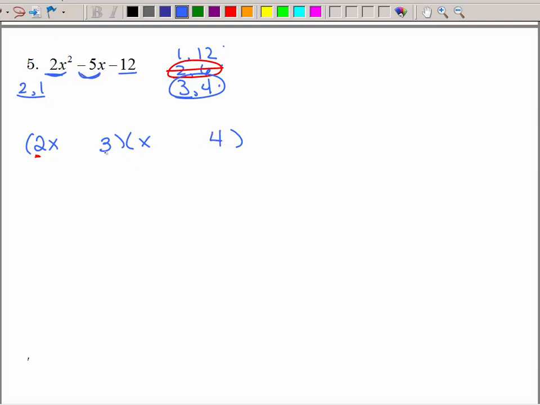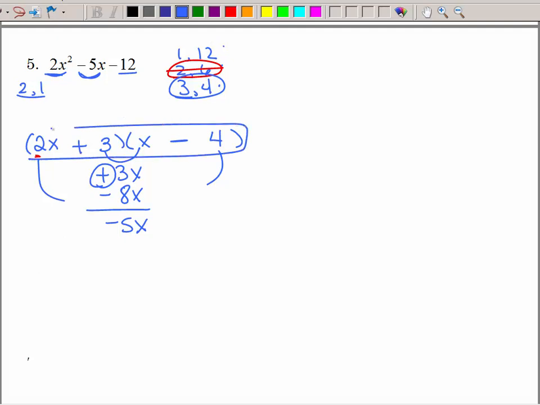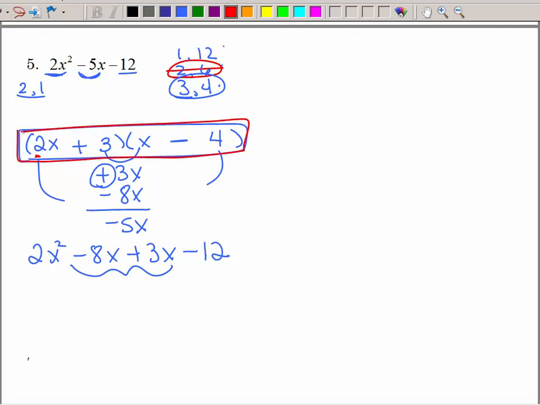See if I can get my negative 5. So that's 3x. That's 8x. If I make that negative and that positive, that would give me negative 5x. So that needs to go there. That needs to go here. Now just double check your signs. All right, so if I FOIL this whole thing out, I would get 2x squared minus 8x plus 3x minus 12. Combining those, I get my minus 5x. So I know that is the correct answer. And again, if 3 and 4 didn't work, I would have tried 1 and 12.